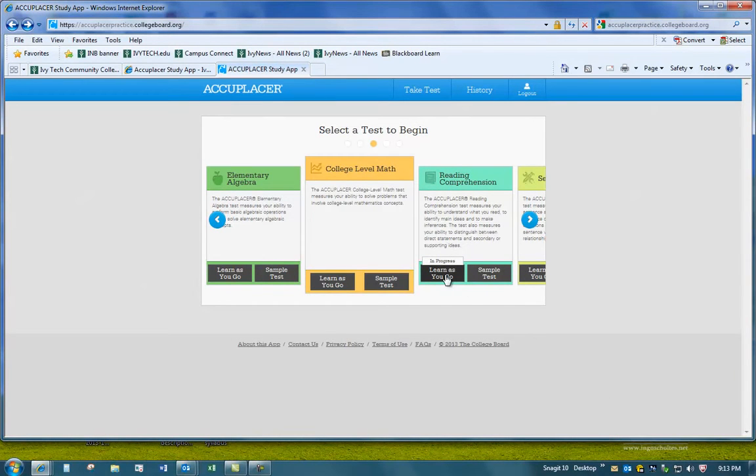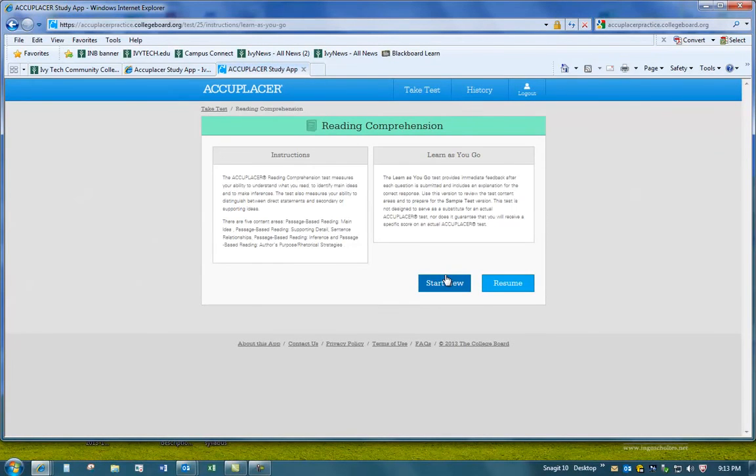The first thing we're going to do is go through the Learn As You Go mode. Learn As You Go gives you a set of instructions, and it tells you that it's going to give you the answer immediately when you answer the question. So I'm going to click Start New, and it may take a couple seconds for this to pop up.